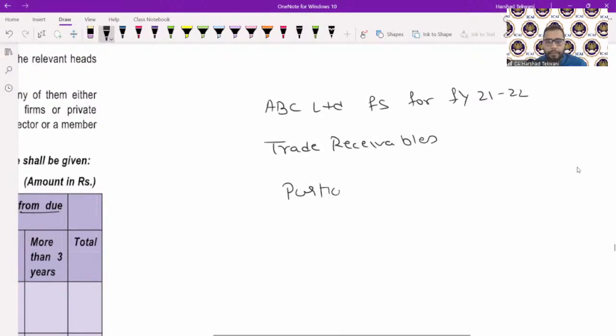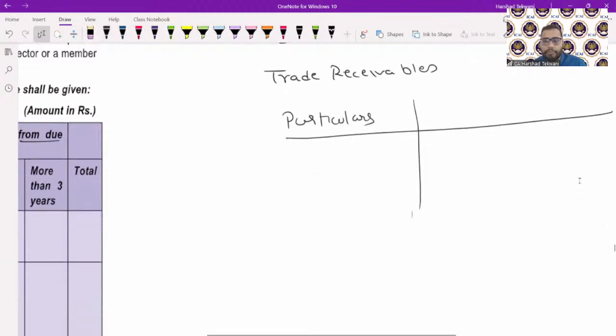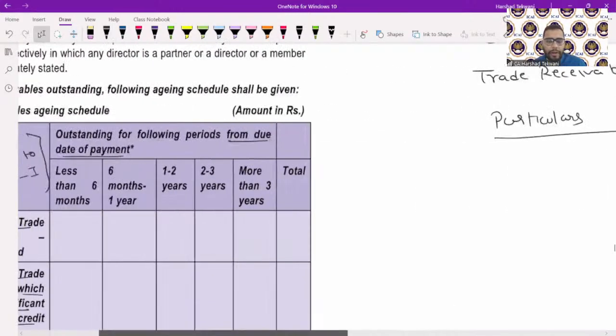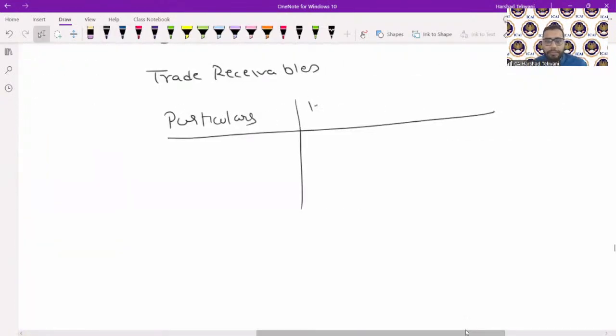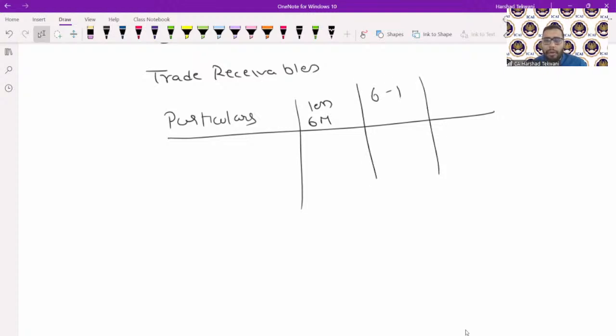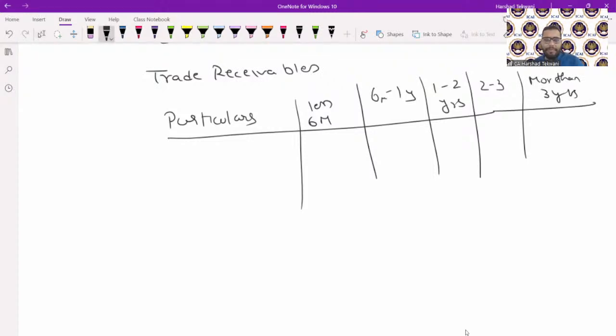Particulars. Let's say I'll follow the Schedule 3 Division 2 itself. Less than 6 months, 6 months to 1 year, 1 to 2 years, 2 to 3 years, more than 3 years. Okay, let's say this is the class. This is the bifurcation given.